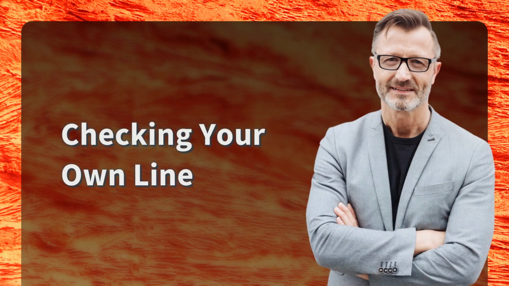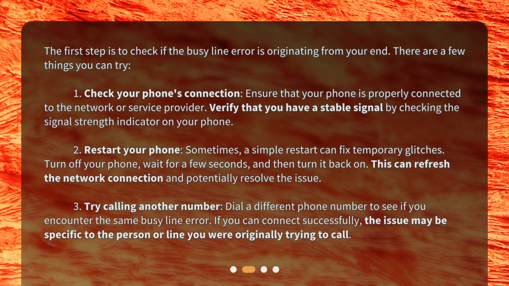Checking your own line. The first step is to check if the busy line error is originating from your end. There are a few things you can try. 1. Check your phone's connection. Ensure that your phone is properly connected to the network or service provider. Verify that you have a stable signal by checking the signal strength indicator on your phone.